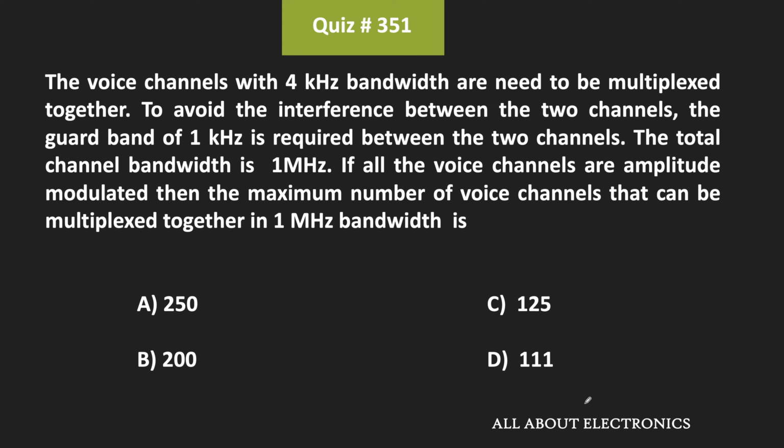So in this question, we have been given that voice channels with a 4 kHz bandwidth are multiplexed together. And here, to avoid interference between the two channels, a guard band of 1 kHz is also kept between the two channels. Now all the channels are amplitude modulated, and the total bandwidth of the channel is equal to 1 MHz. So here we have been asked to find the number of voice channels that can be multiplexed in this 1 MHz bandwidth.